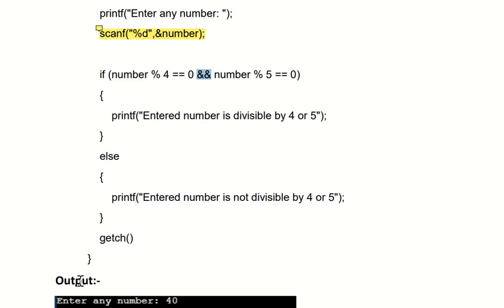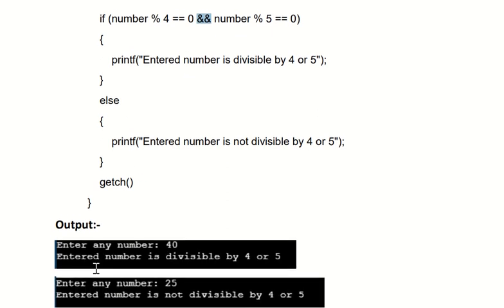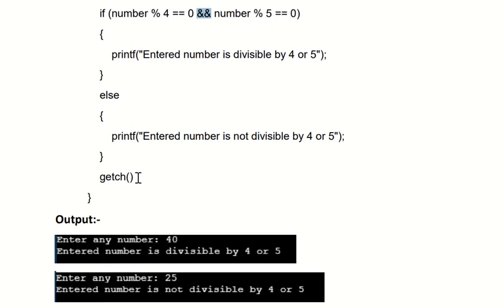So getch and close the bracket, and output. Here I forgot the semicolon, getch function and then semicolon. You have to use that semicolon at this place.